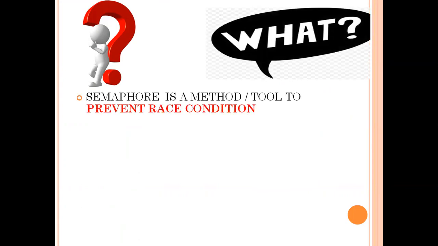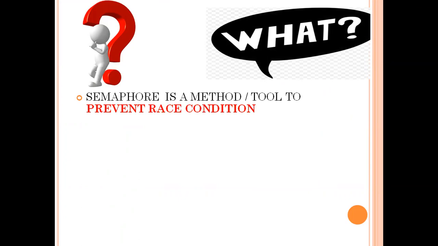First of all, whenever we look at any word, the first thing that comes into our mind is what is it and why to use it in the first place. Same with semaphores also. So we'll see why to use it and what it is. Semaphore is actually a method or a tool to prevent race condition.